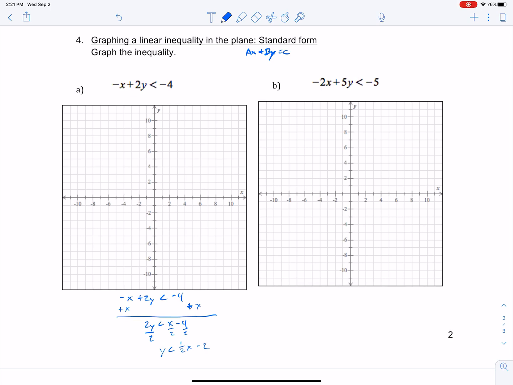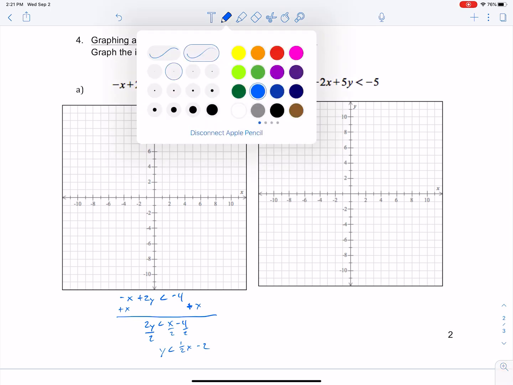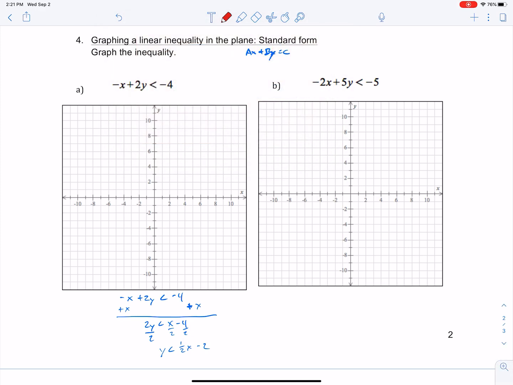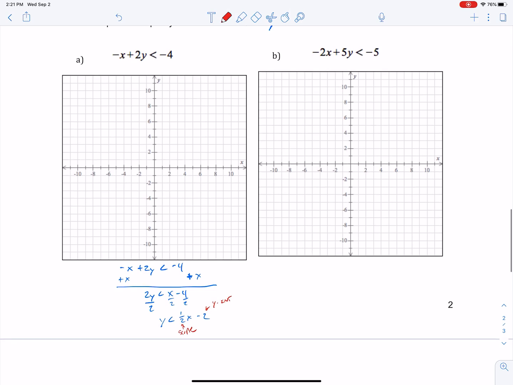Now, before I even graph this line, let's identify what we have here. This is my y-intercept. This is my slope. This is going to be a dashed line. And the question is, do I shade above or below? Well, since it's less than, I'm going to shade below. So let's do that.